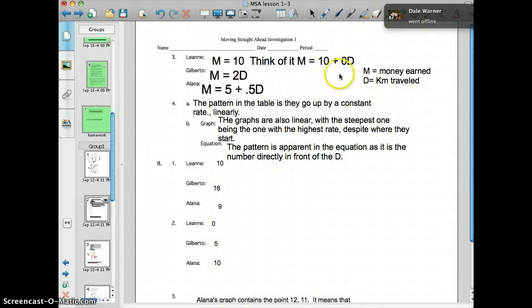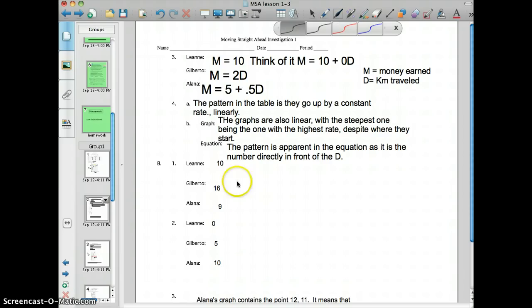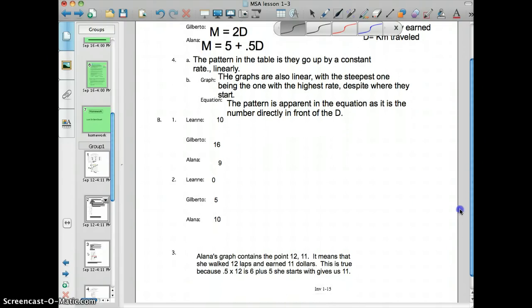She's only getting 50 cents for every lap. Okay, she's only getting 50 cents for every lap, and she gets the $5 to start with. Okay, moving on to question 3 in problem B.